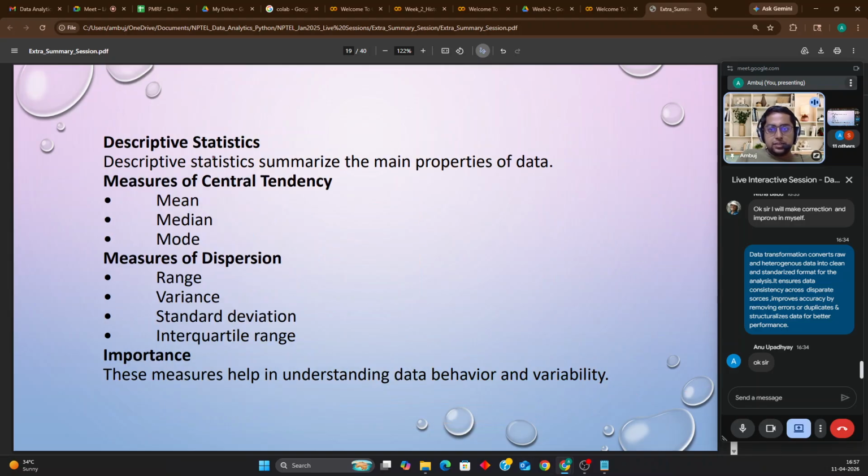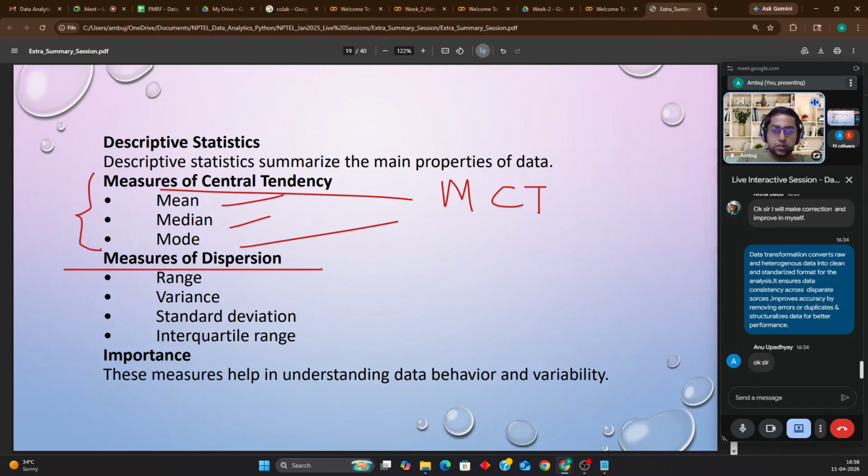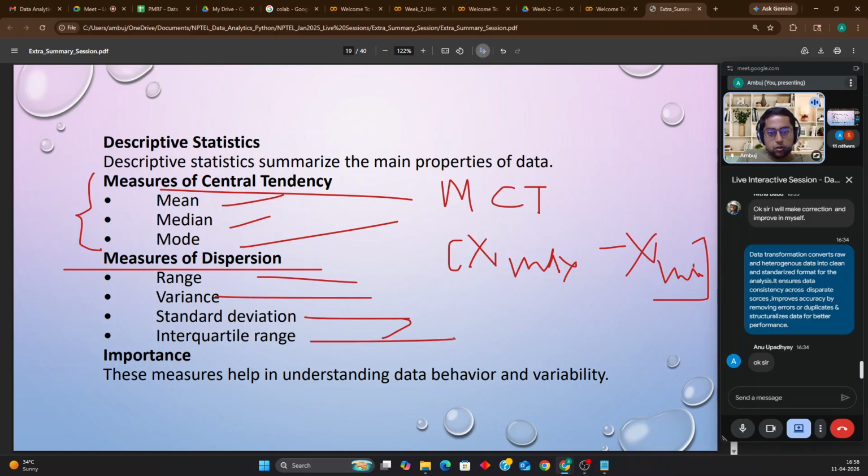In descriptive statistics, there are measures of central tendency: the mean, the median, the mode. Measures of dispersion include range, that is x maximum minus x minimum, the highest value minus the lowest value. Variance and standard deviation I already told you, and IQR already covered, with first quartile Q1, Q2, Q3. These are the measures which help in understanding the data behavior and the data variability.